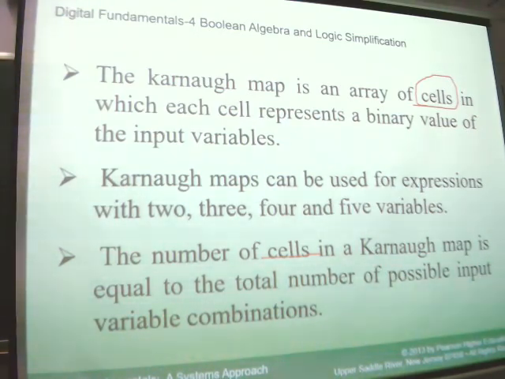If there are 4 variables, 16 cells. And 5 variables, 32. 6 variables would be 64. 5 variables is enough; 5 is the maximum. We cannot use 6 variables in a kernel map. It is very complex.